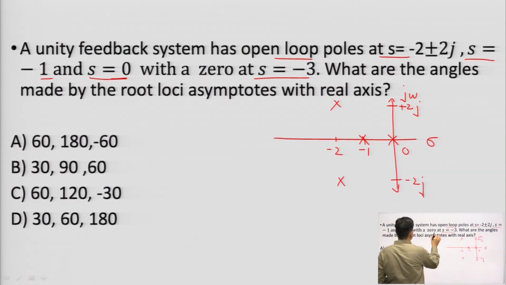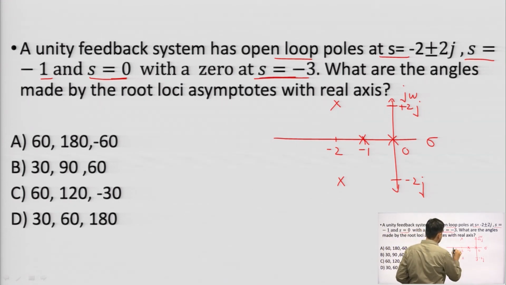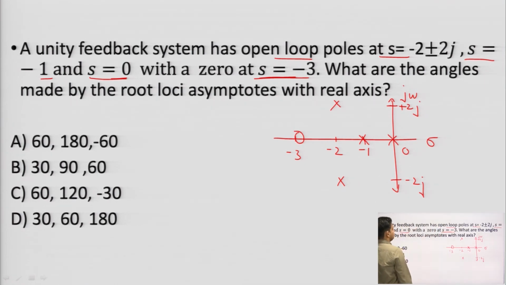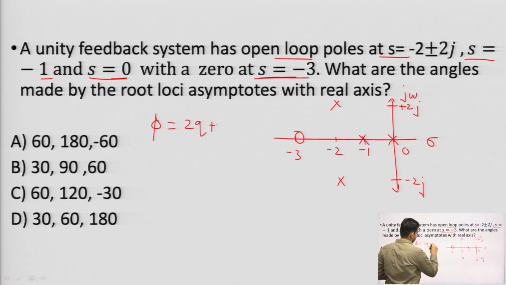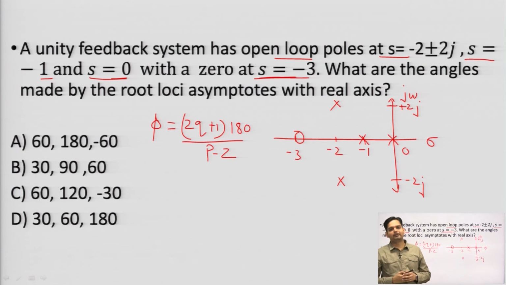Okay. Now, one 0 is available at s equal to minus 3. So, this point is minus 3 and I am assuming here one 0 is available here. Okay. So, now what we need to calculate, we have to calculate here the angle of asymptote. So, here the angle of asymptote phi is given as 2q plus 1 multiplied by 180 divided by p minus z. Okay. So, I told you in the previous slide the value of q will depend on value of p minus z. So, I need to calculate the p minus z.